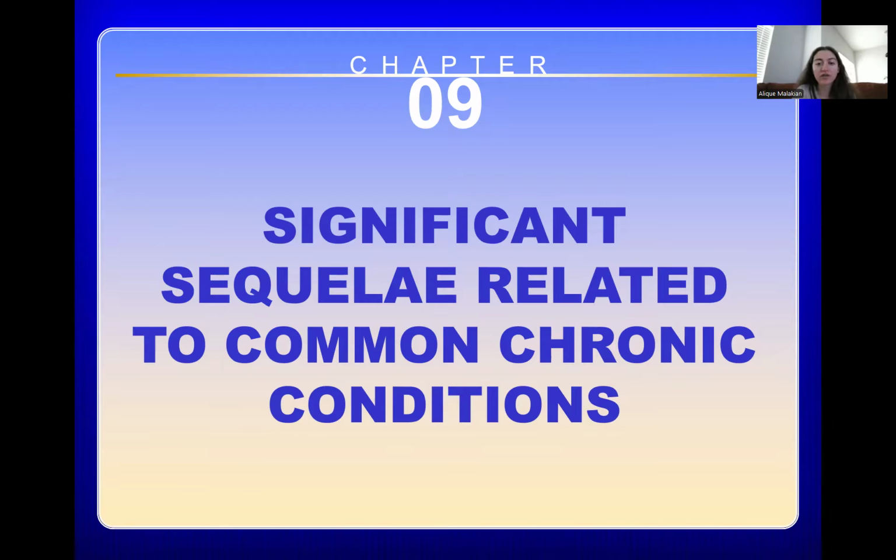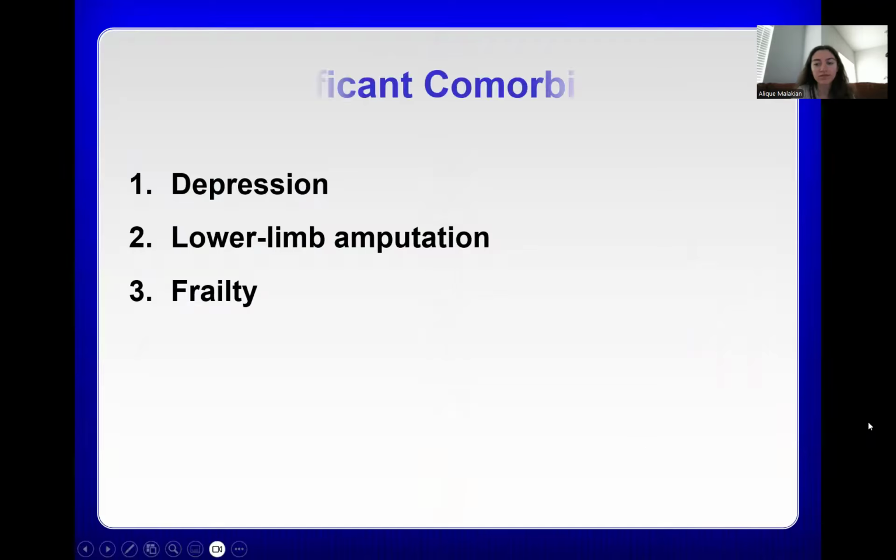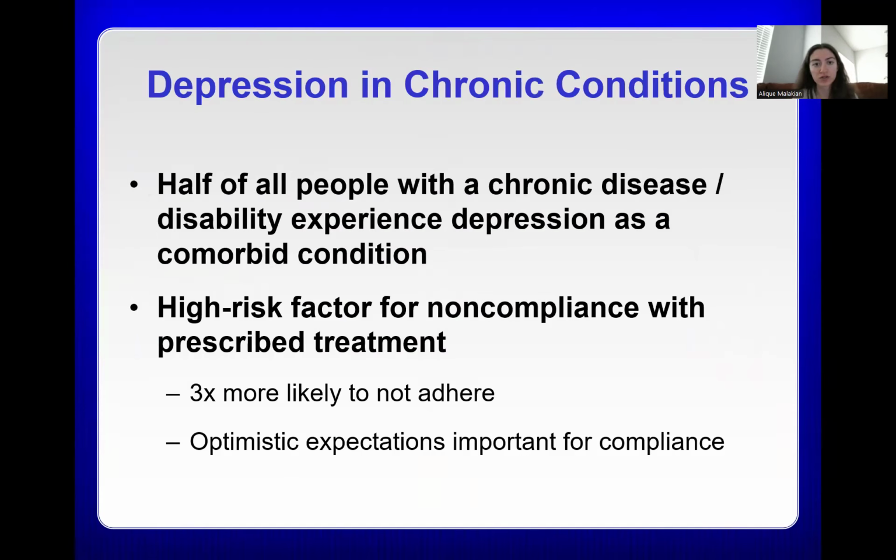So, today we're going to be talking about three significant chronic conditions that develop due to people having other chronic conditions. So, we've talked a lot about how a lot of these chronic conditions that we're seeing, you're likely not going to see them in isolation in an individual that you work with. So, yeah, here's three that the book highlights that often emerge due to people having the chronic conditions we've already talked about. So, the three that we will talk about today are depression as a comorbidity, lower limb amputation, and frailty. So, let's get started with depression first.